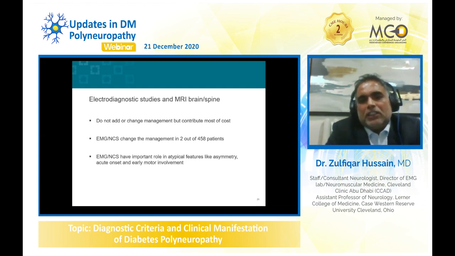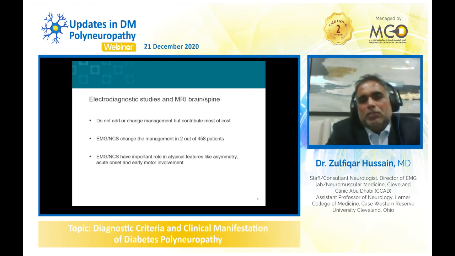EMG nerve conduction studies play an important role in atypical features, which include asymmetric onset, acute onset, and early motor involvement. In those cases, the EMG nerve conduction studies can be very handy, diagnostic, and can change the management significantly.